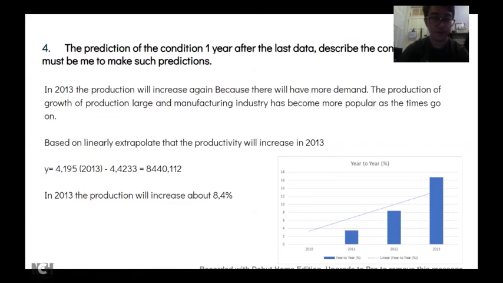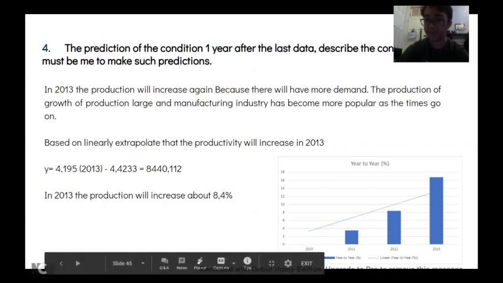4.195 times 2013 minus 4,433 equals 8,440.112. So in percentage, in year 2013, the production will increase about 8.4%. We can see from the graph from year 2010 to 2013.